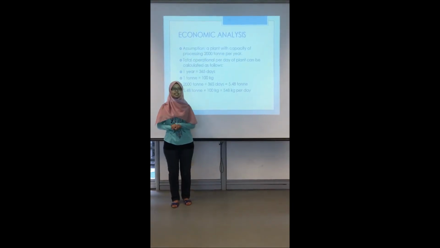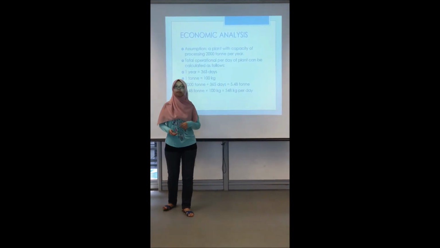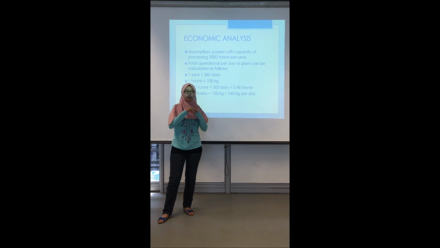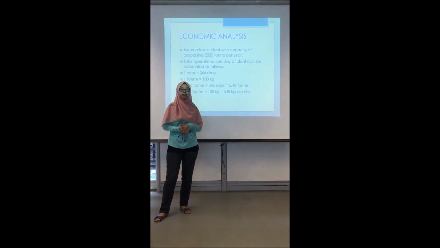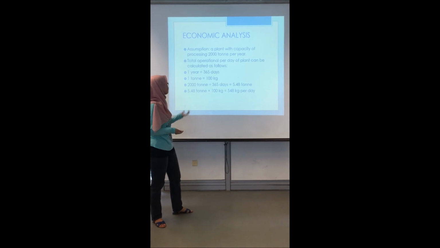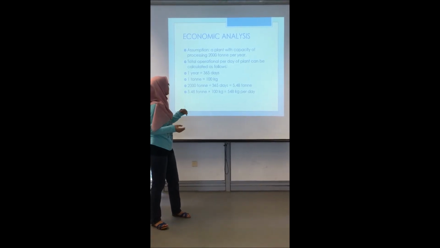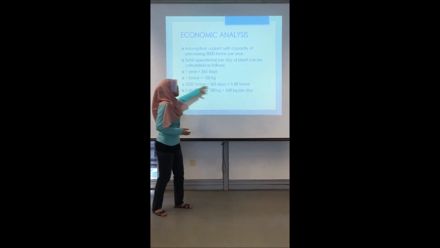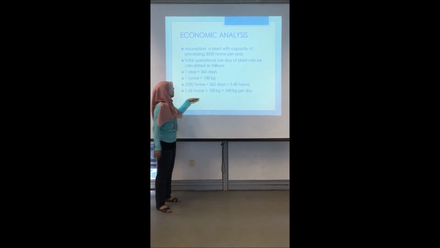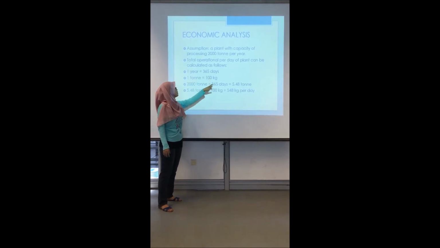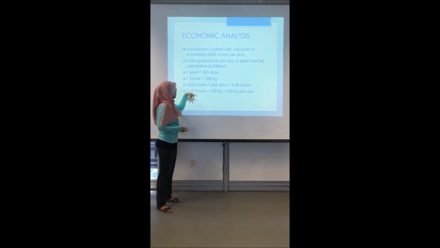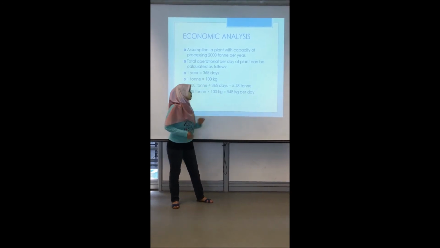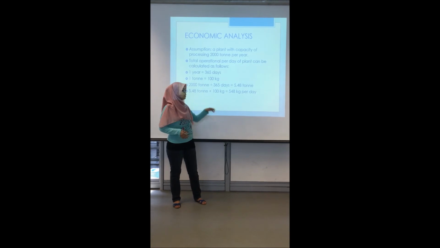Okay, hi everyone, my name is Faten. I'll continue from the previous part. So my part is economic analysis. Basically this part is about the cost of the plant, the raw material, and the machinery and equipment. For this plant, I assume the processing capacity is 2,000 tons per year. The total operation per day can be calculated as follows: 1 year equals 365 days, 1 ton equals 1,000 kilograms. Divide by 365 days, you get 548 kilograms per day. This is the total operation per day.